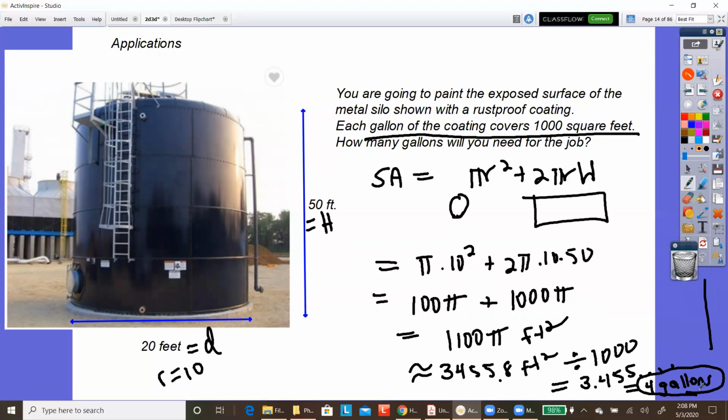Next time, we're going to go to the one base shapes, which are pyramids, cones, and then the spheres. Bye.